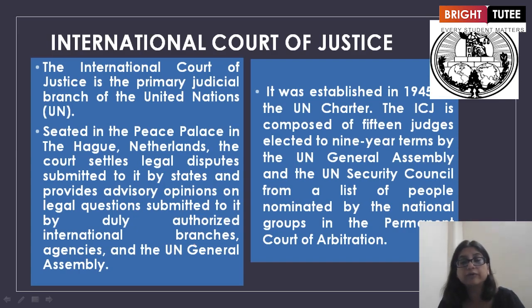And the International Court of Justice is a branch of the United Nations. This is the primary judicial branch, and it's seated in the Peace Palace in The Hague, Netherlands. The court settles legal disputes submitted by states and provides advisory opinions on legal questions submitted to it by duly authorized international branches and agencies and the United Nations General Assembly. It was established in the year 1945. Under the United Nations Charter, the International Court of Justice is composed of 15 judges, for a term of 9 years. The United Nations General Assembly and the UN Security Council form a list of people nominated by the national groups in the Permanent Court of Arbitration.